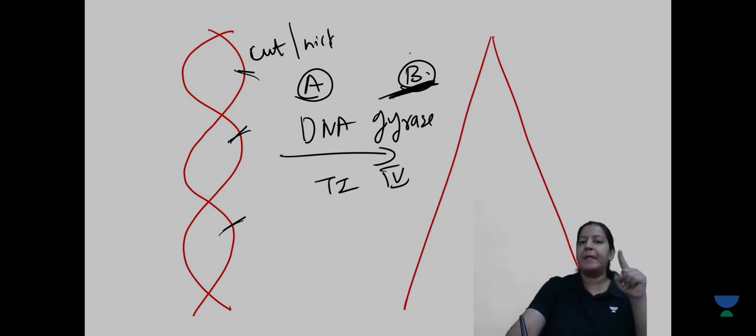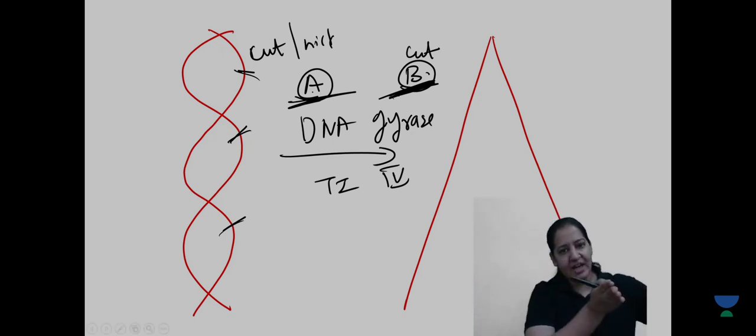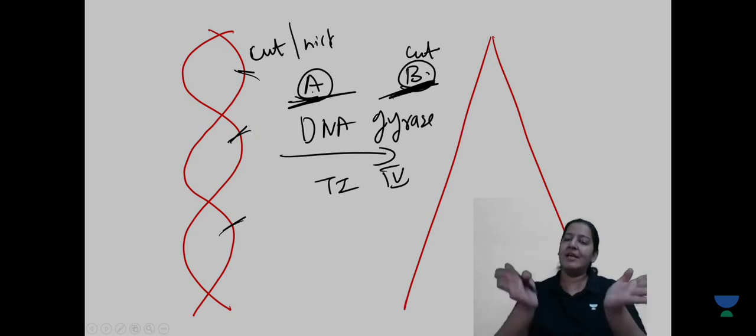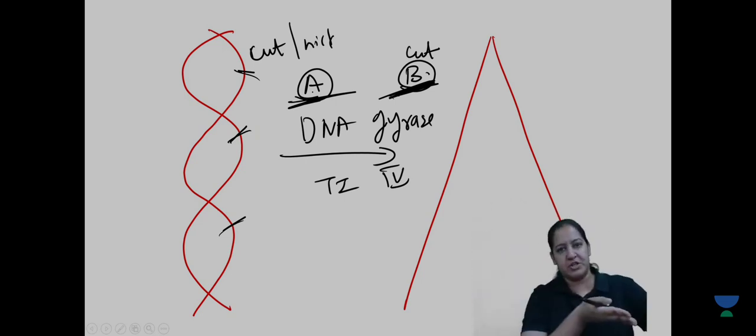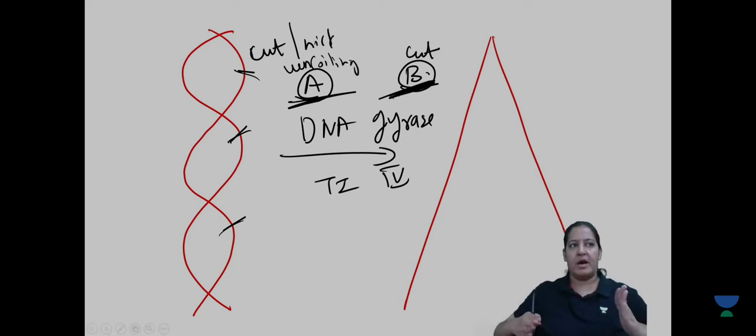So first B will come and give cuts at multiple places. Then A will come. A will do the negative coiling. If DNA is folded in this direction, A will fold it in the opposite direction, so that DNA becomes straight. That is known as uncoiling, unfolding, negative coiling. So uncoiling is done by A, right? अब uncoiling होके वो straight हो गया, right?